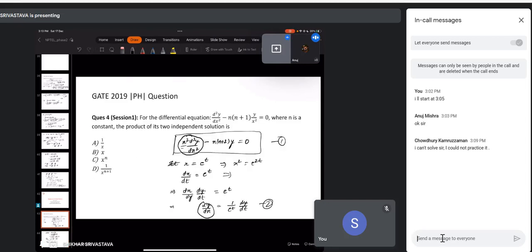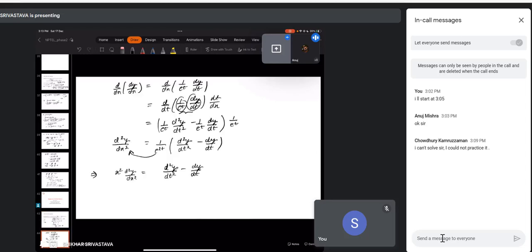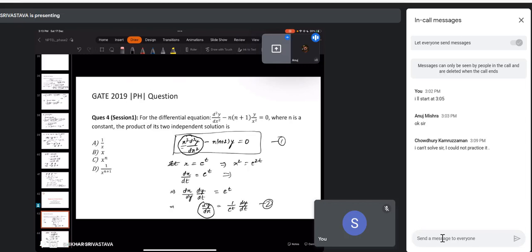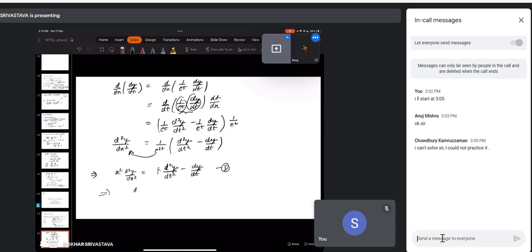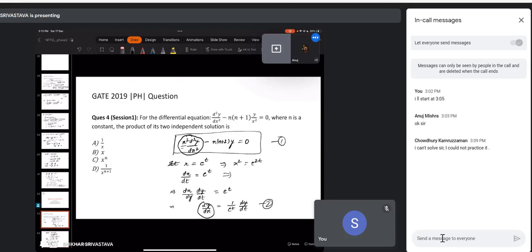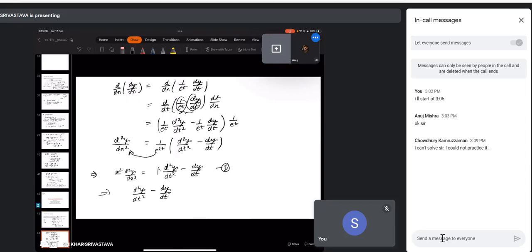You wanted to replace this variable with some constant term, which you see here, there is constant 1. So you just put this 3 back into 1. So you will get d2y by dt square minus dy by dt minus n plus 1 y is equal to 0.